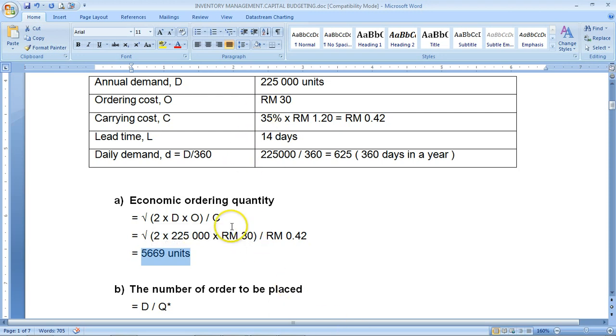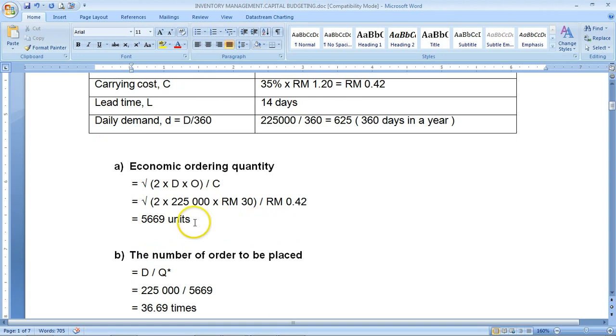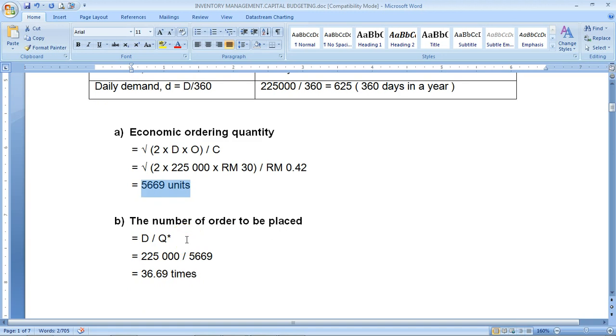Class, remember, don't forget the formula. You know how to extract. If your formula is wrong, your answer will be wrong as well. So this is the formula: 2 times annual demand times your ordering cost, divided by your carrying cost. Don't make a mistake here. When you get this answer, remember this answer is very important. This answer will be used for other steps.